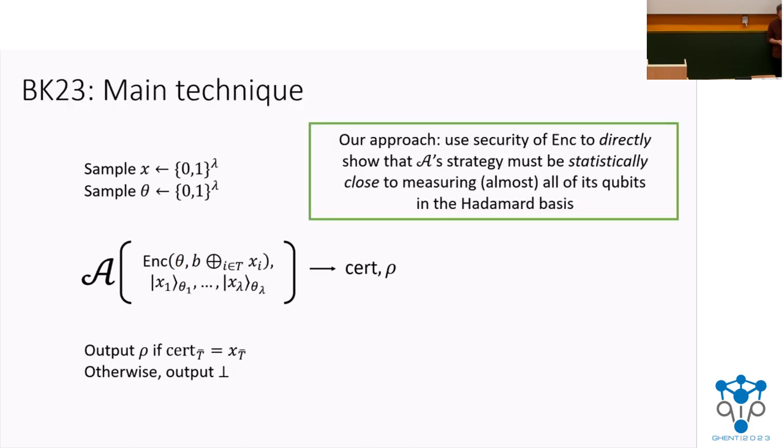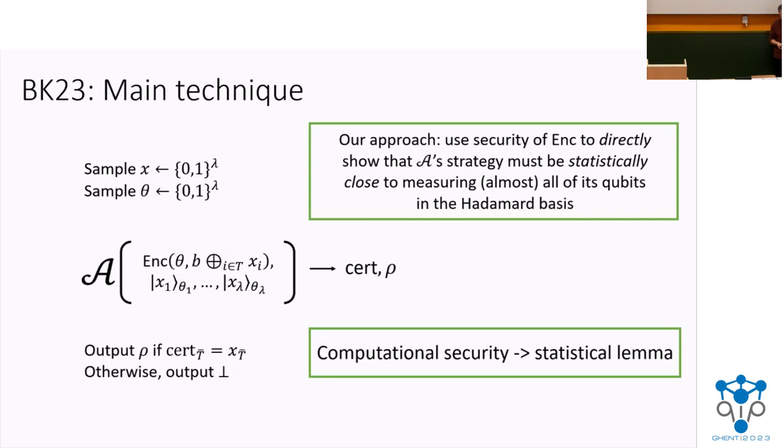So the core of our work is a new proof approach, where we use the security of the encryption scheme to directly show a statistical claim. Basically, we directly show that a strategy conditioned on producing a successful certificate must have been close to the honest strategy of measuring all or almost all of its qubits in the Hadamard basis. So the real core technique here is the use of computational security to directly prove a statistical lemma. I will have to refer you to the paper for more details on that.